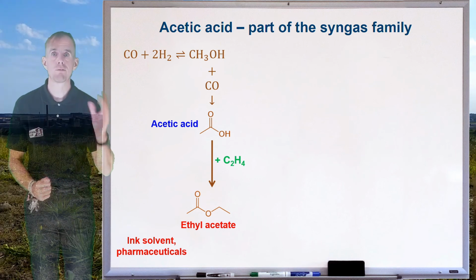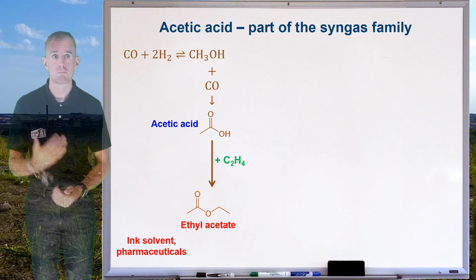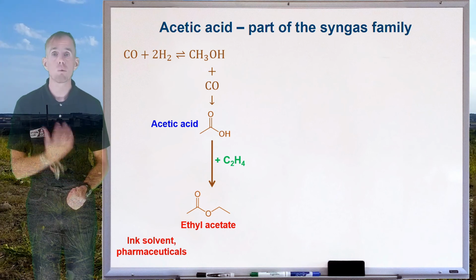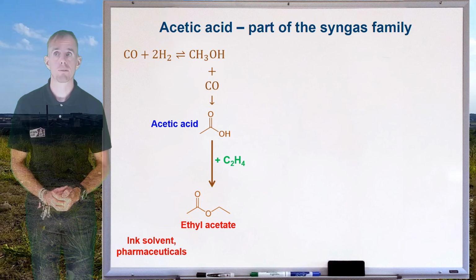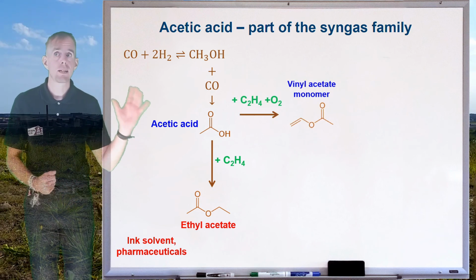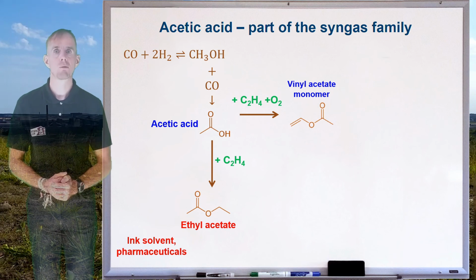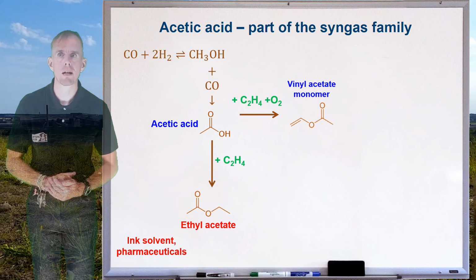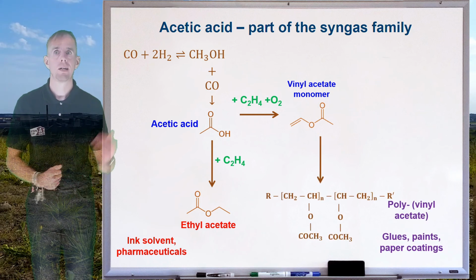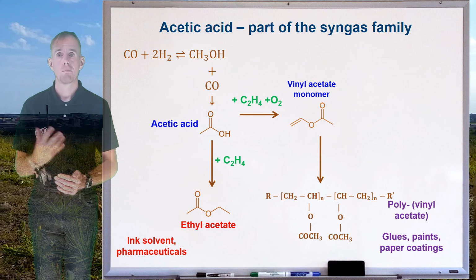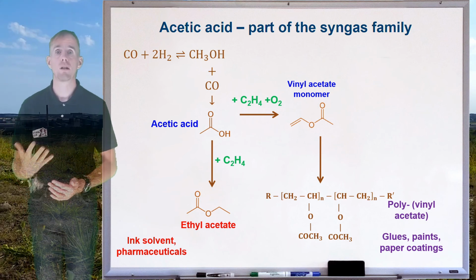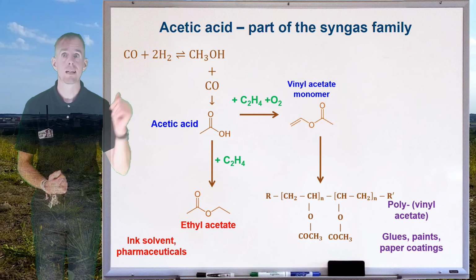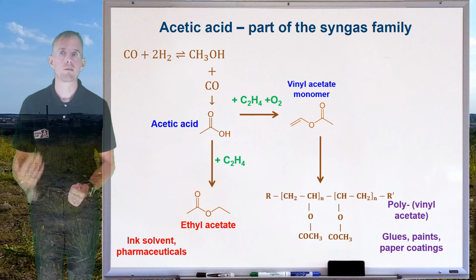Once you have acetic acid, you can add ethylene to it to make ethyl acetate. Ethyl acetate is a very, very commonly used solvent for inks. Pretty much every inkjet printer will have ethyl acetate as its ink solvent, and it is also a very important pharmaceutical building block. We can add ethylene and oxygen to acetic acid to make something called vinyl acetate monomer. As the name suggests, monomer, we can polymerise vinyl acetate monomer into polyvinyl acetate. PVA, as it's sometimes better known, you'll find in glue. No doubt, probably in primary school, you used PVA wood glue. It's polyvinyl acetate. It's found in paints, it's found in paper coatings.